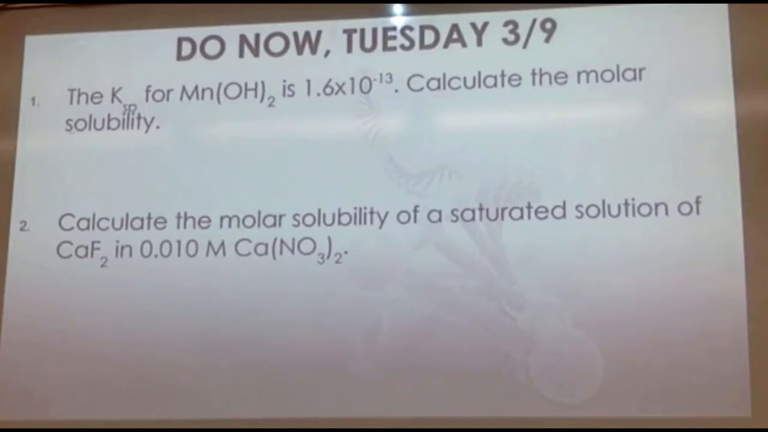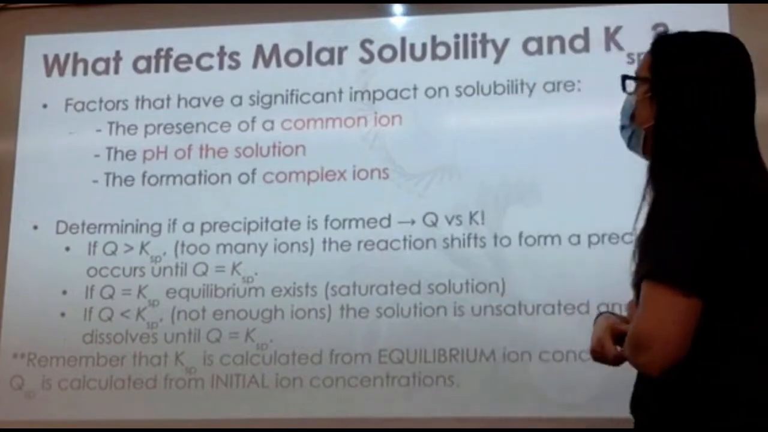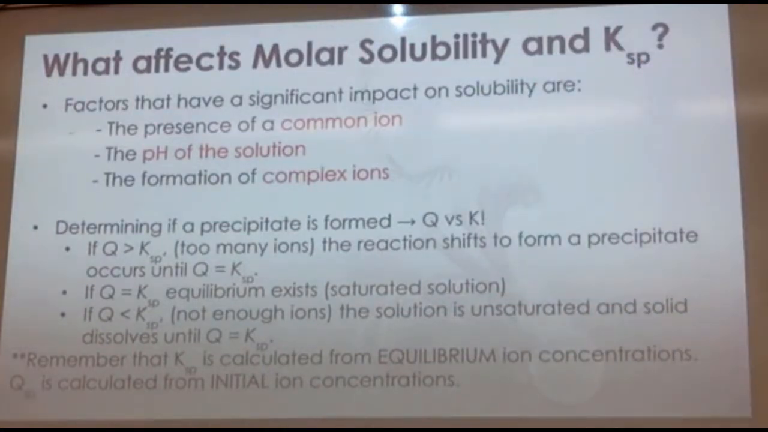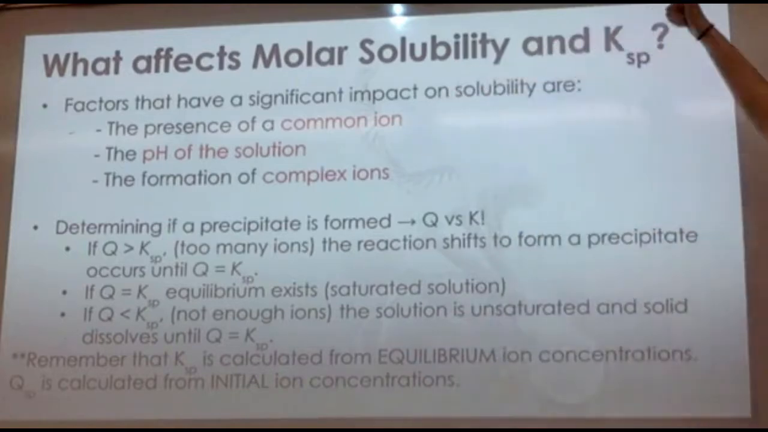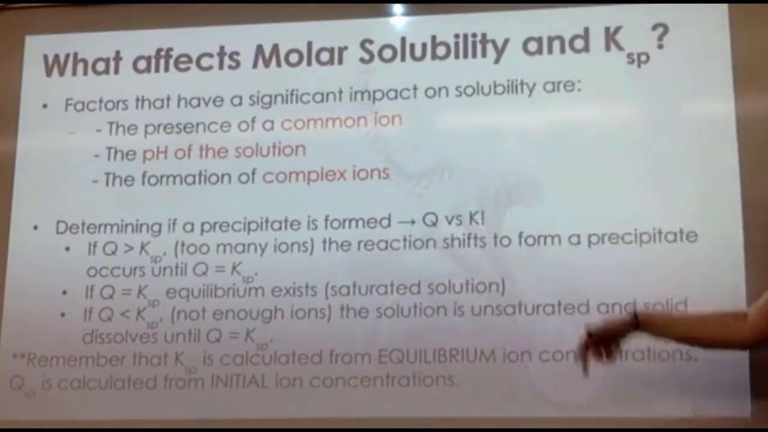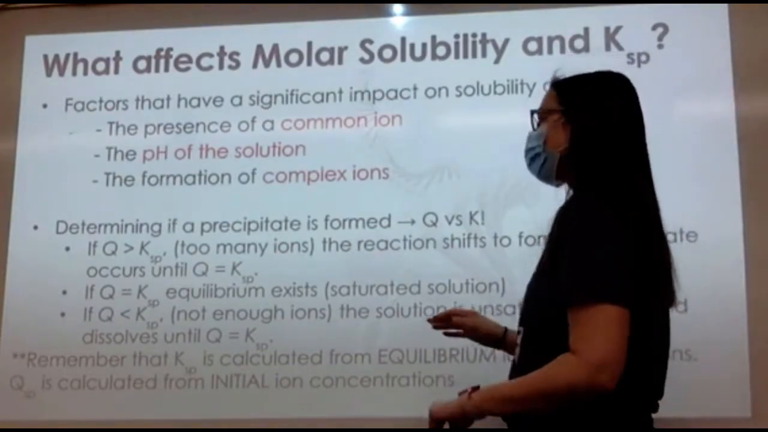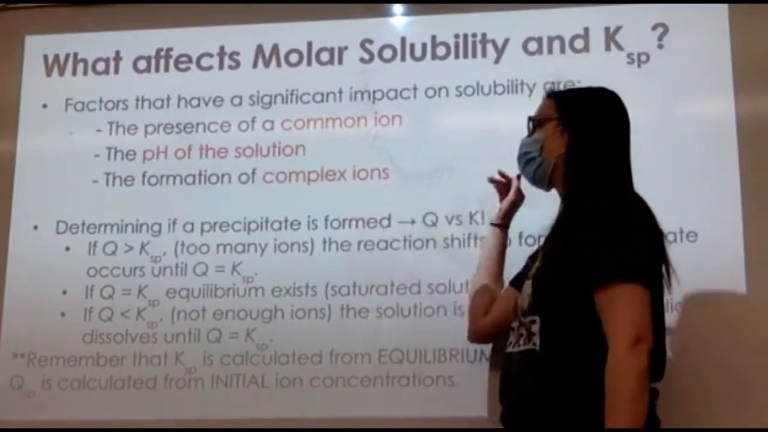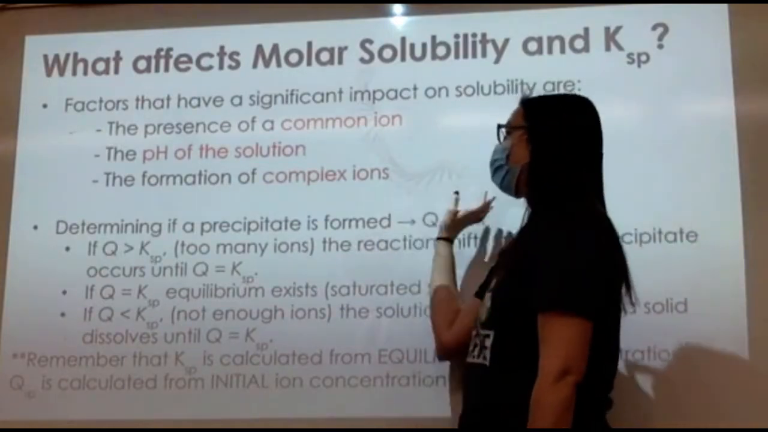So before we get into examples, to try to answer some more questions of what affects molar solubility and Ksp. Video 8.6 talked about this top point. A common ion will affect molar solubility. The pH of a solution will affect solubility, and the formation of complex ions will also affect solubility. Common ion and complex ions are two totally different things. Complex ions are no longer tested. They used to be tested on the AP test, not anymore. So I briefly mentioned it.